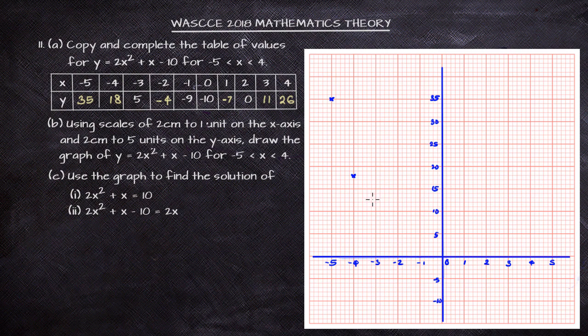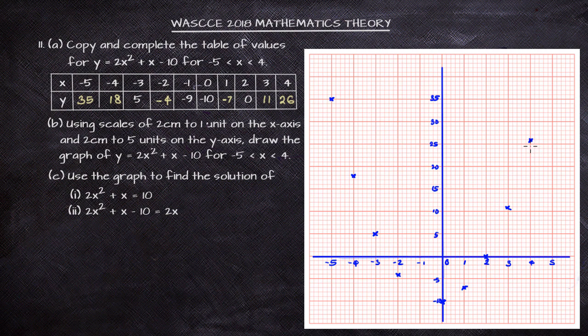And then when x is minus 3, y is 5. When x is minus 2, y is minus 4, just before minus 5. When x is minus 1, y is minus 9. 0 and minus 10. 1 and minus 7. 2 and 0. 3 and 11. 4 and 26. Alright.